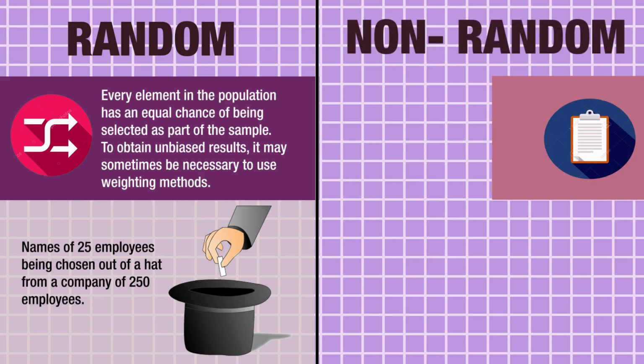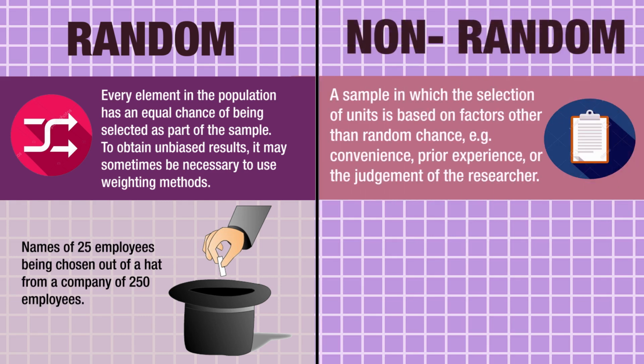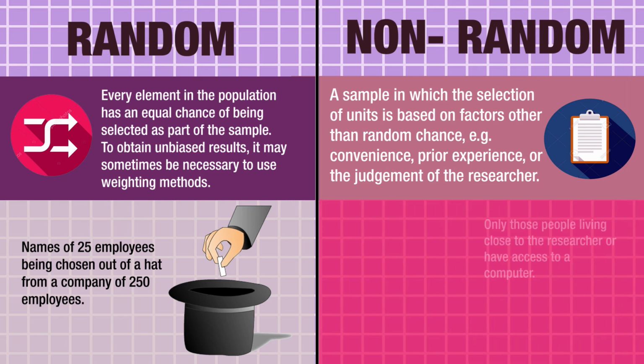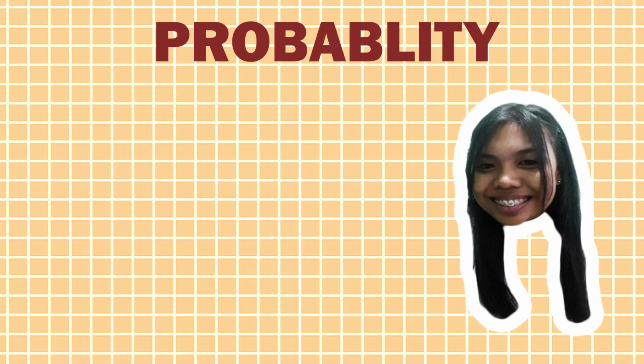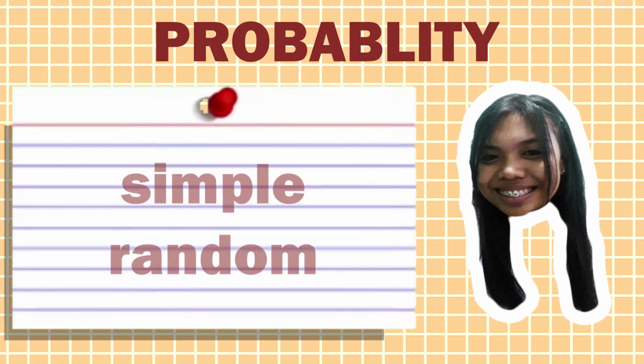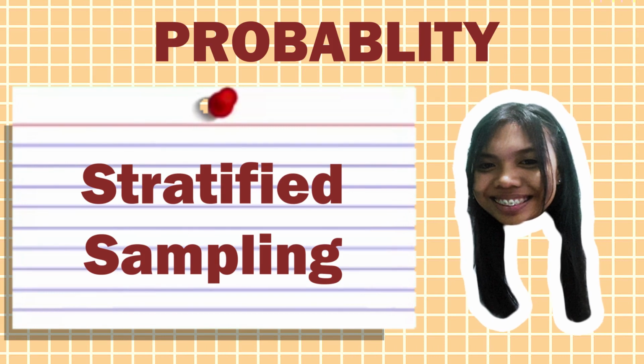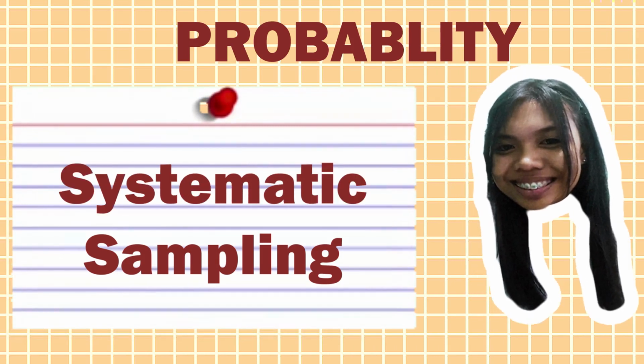Non-random sampling. A sample in which the selection of units is based on factors other than random chance. Example, convenience, prior experience, or the judgment of the researcher. Example, a person might have a better chance of being chosen if they live closer to the researcher or have access to a computer. Under probability sampling, we have simple random, stratified, cluster, and systematic sampling.